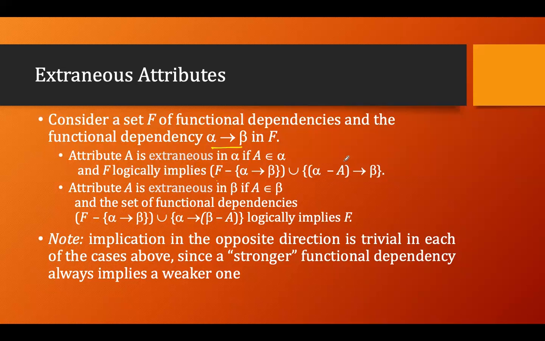It means that we'll remove that particular attribute from the functional dependency, and we'll see whether we have any extra attribute in the left hand side part. In the same way, we'll go for the extraneous attribute of the beta part. Beta part means right hand side part. If A belongs to beta, the set of functional dependencies we have to find is F, where we remove this functional dependency and add the functional dependency beta minus A, and it logically implies F.